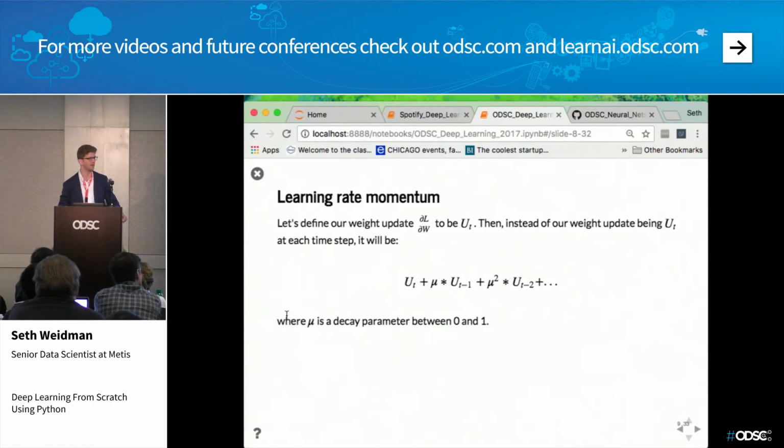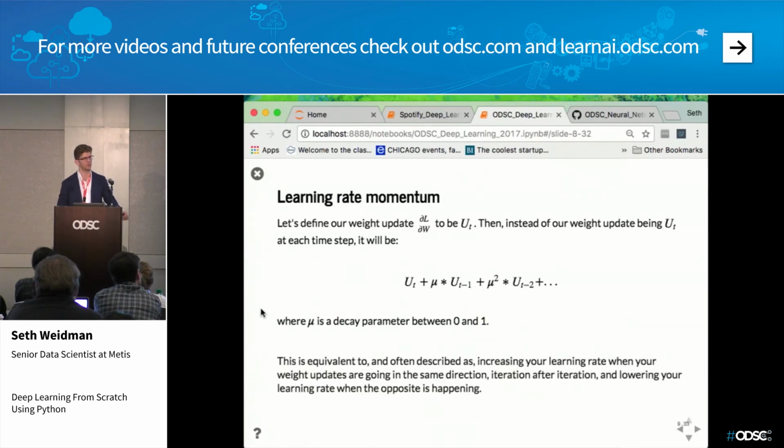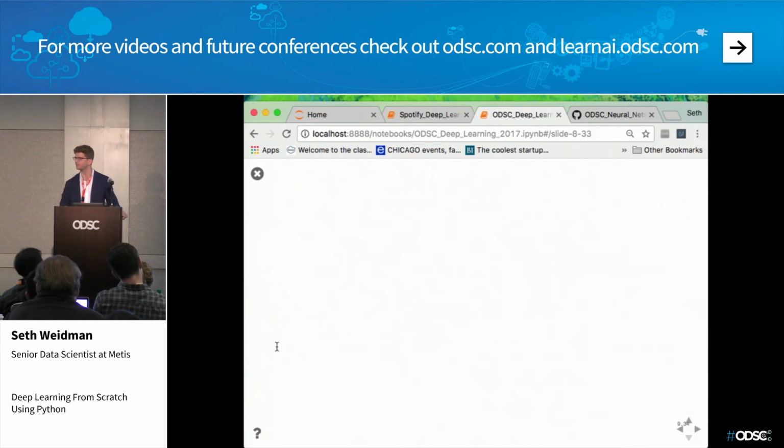And mu is a decay parameter. It's usually something like, if you want a lot of momentum, you could use 0.9 or 0.8 or 0.75. If you don't find that momentum is helping in your problem, you could either set it to 0 or set it to 0.1. This is equivalent to, and often described as, increasing your learning rate when you think your weight updates are going in the right direction, and decreasing your learning rate when you think the opposite is happening.